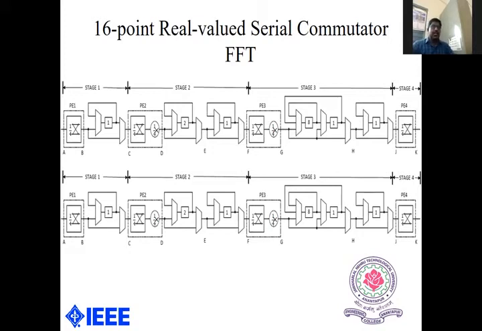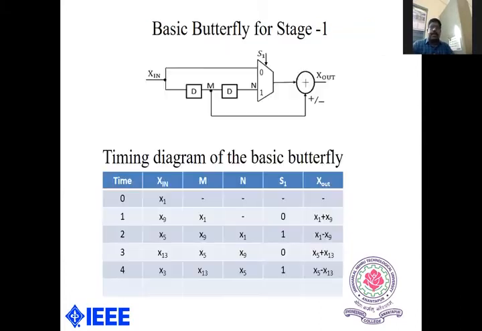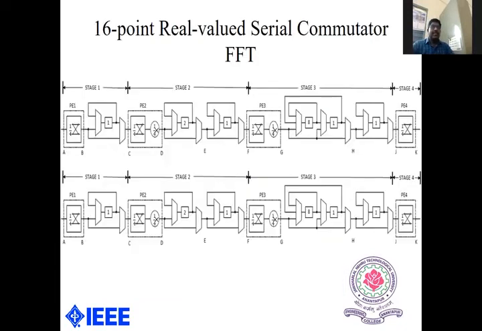In this, we use a real valued structure: PE1, PE2, PE3, and PE4. All these butterflies are implemented separately. This is the first butterfly in stage 1, PE1.